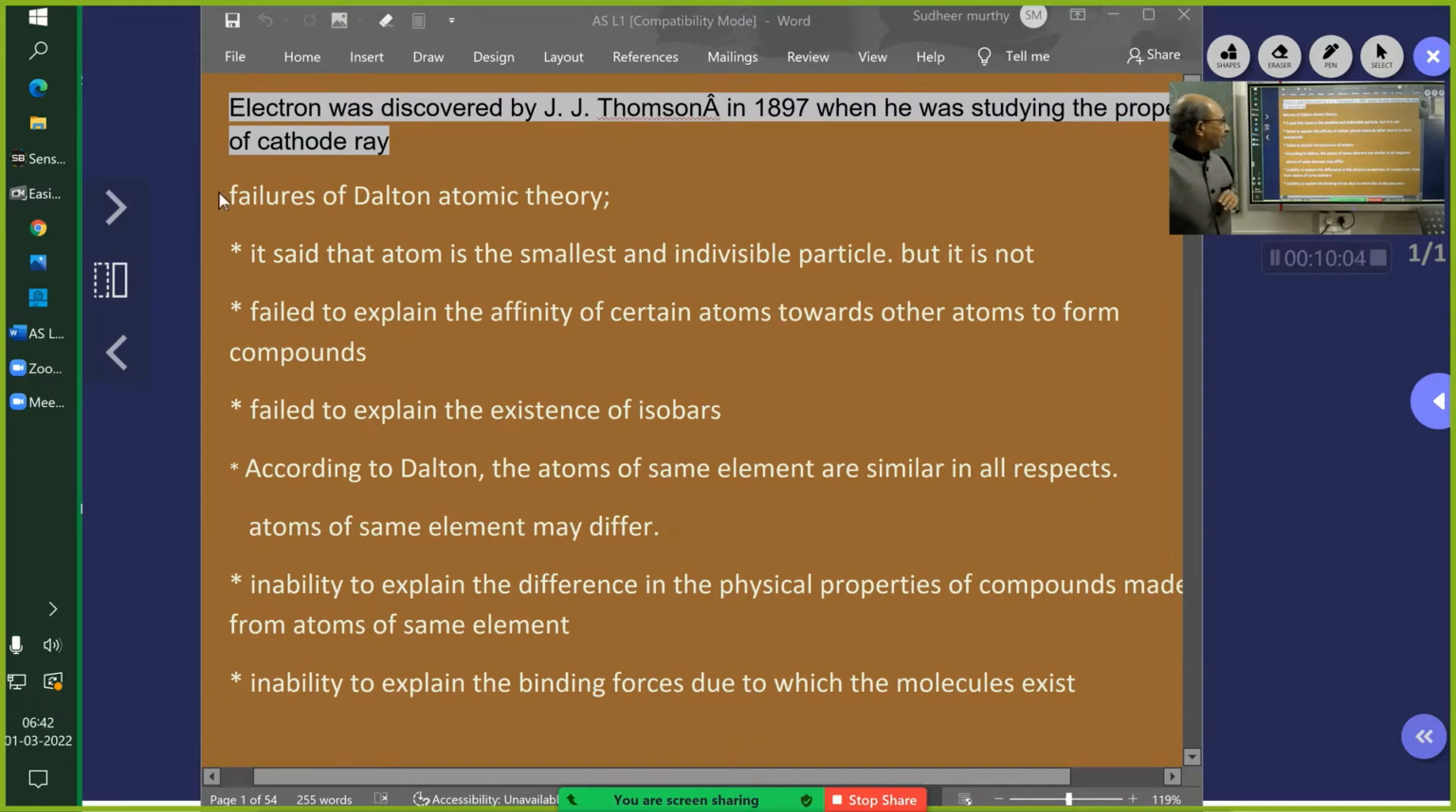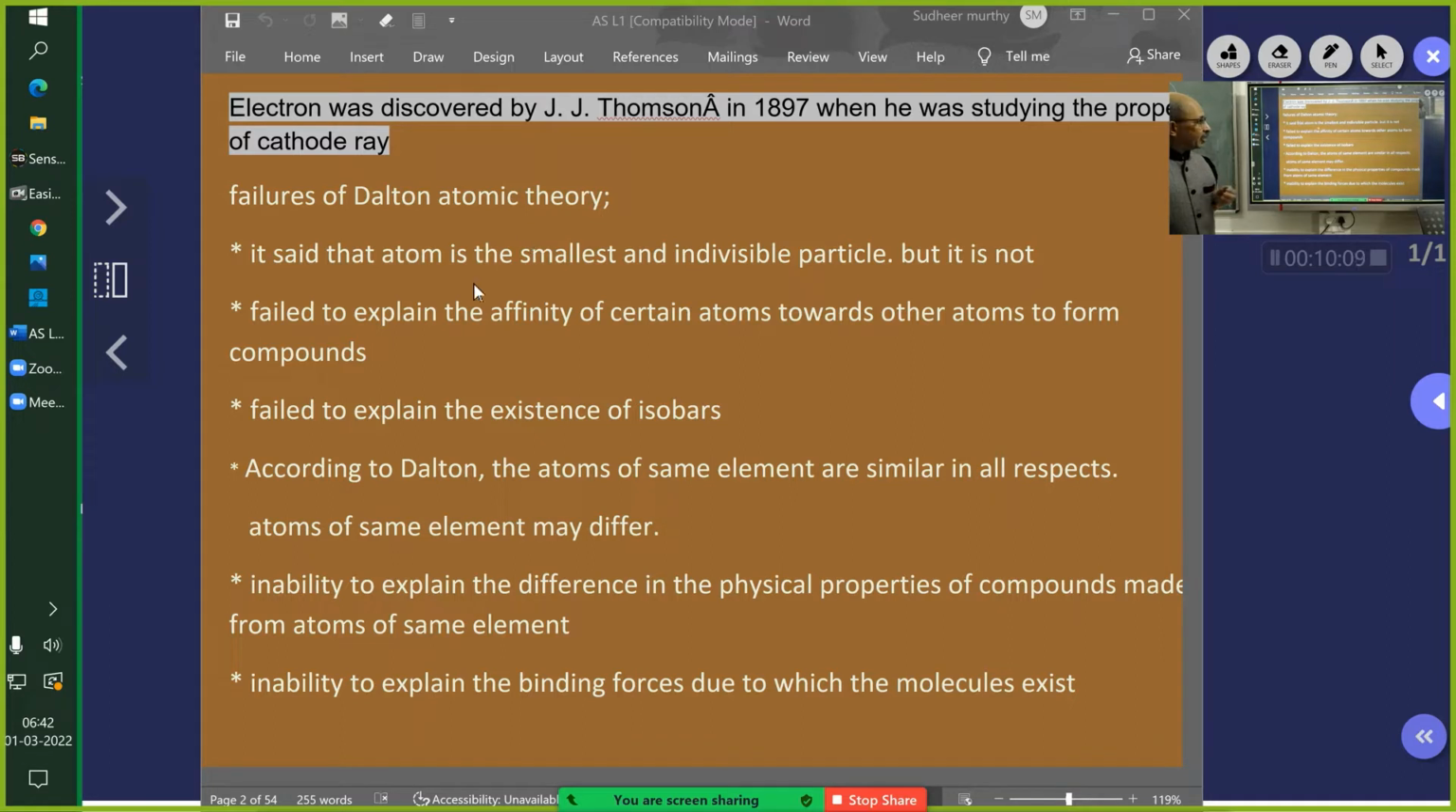However, I would like to bring to your kind attention that the failure of Dalton's atomic theory is also attributed to many other things. It is said that the atom is the smallest individual particle, but not so, because the electron was discovered. It failed to explain the affinity of atoms towards other atoms to form compounds. Why should the smallest particle of matter, from Dalton's point of view, get attracted and form a new substance, that is, form compounds? Dalton's theory could not explain this.